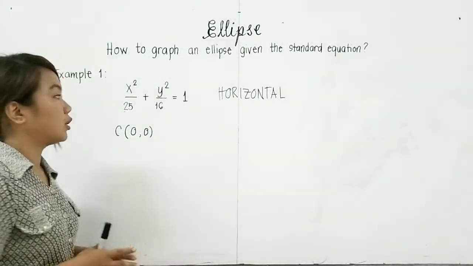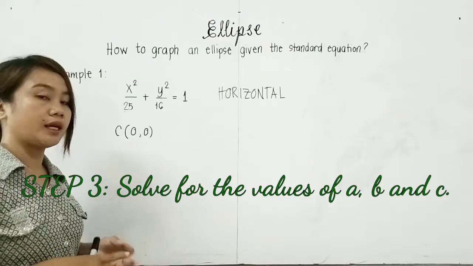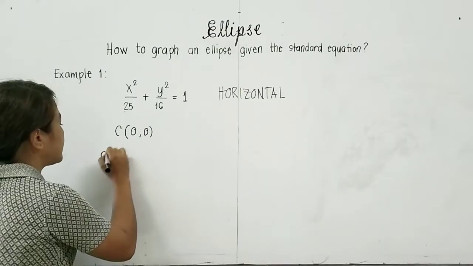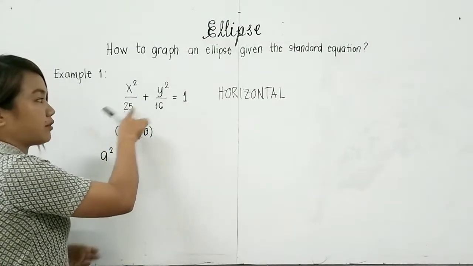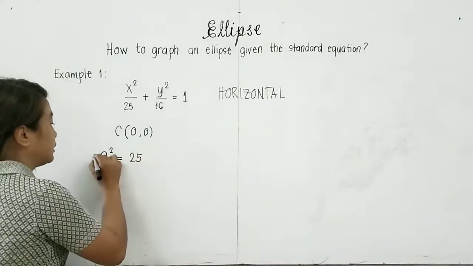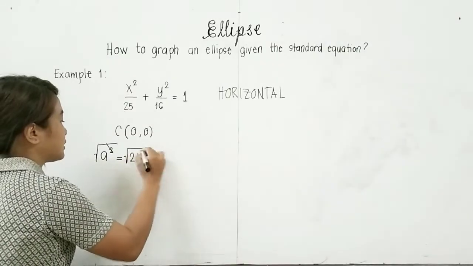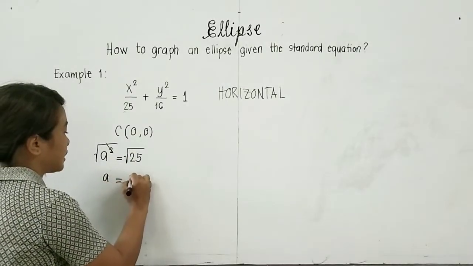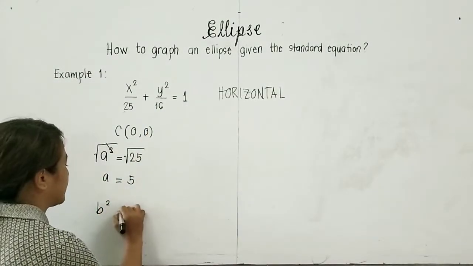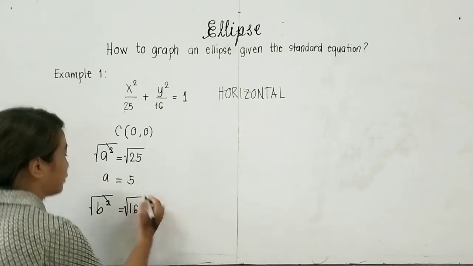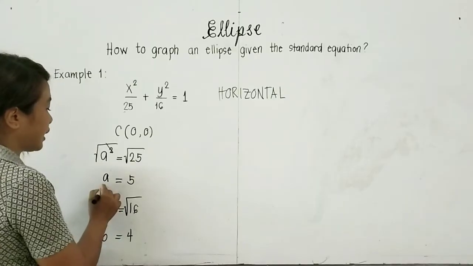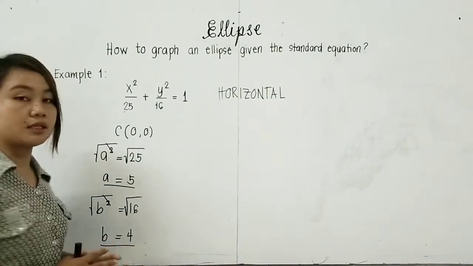After getting the center, we will get the values of a, b, and c. First, we have to get the value of a. Since our a squared is 25, because 25 is greater than 16, in order to get the value of a, we will get the square root of both sides. So a is equal to positive 5. For our b squared, we have 16. To get the value of b, we get the square root of both sides, so b is equal to positive 4. So we have a equal to 5 and b equal to 4.